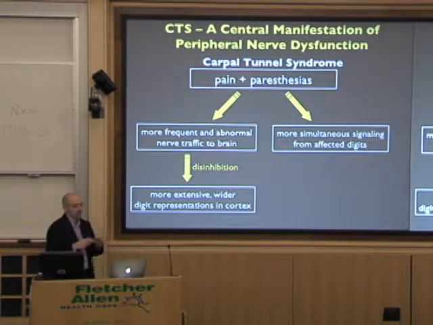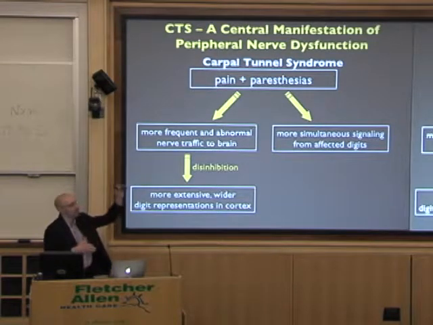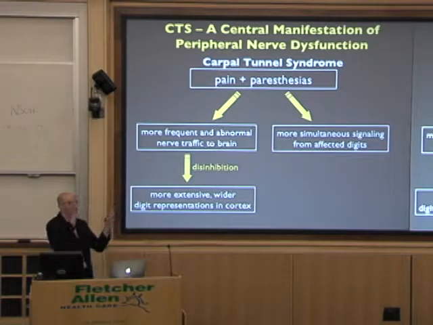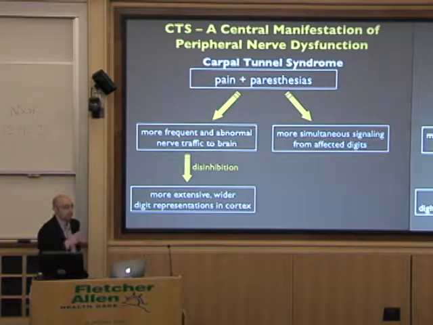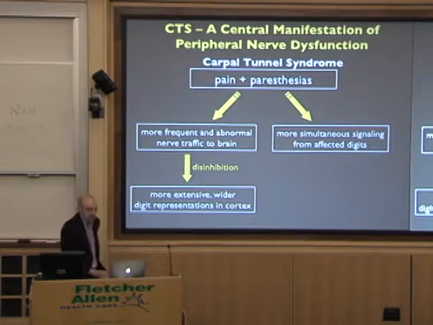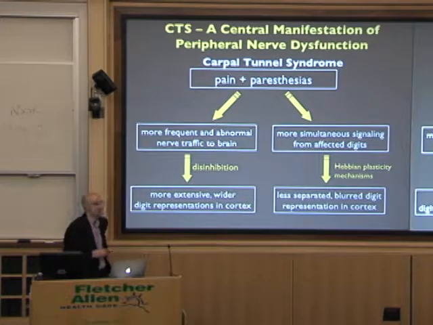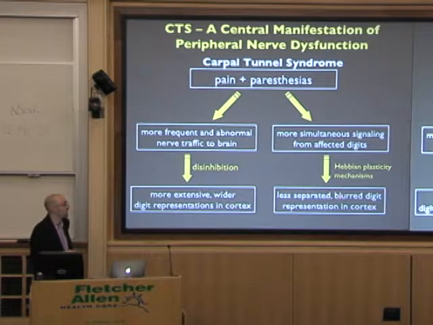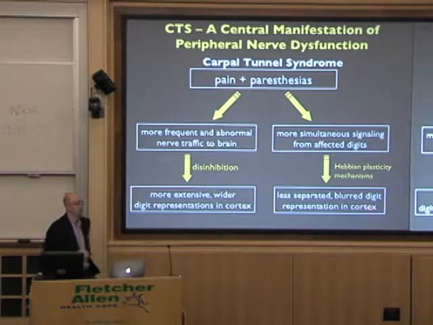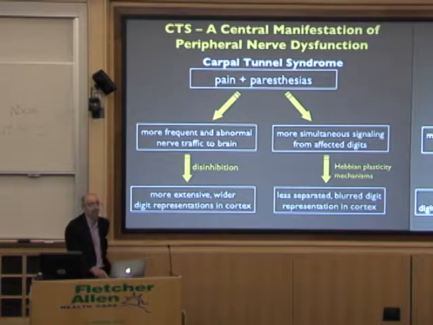So instead of, when I take a pen and manipulate it, there's a temporal break between when my second finger feels it versus when my third finger feels it. And that's what produces the separation in contralateral S1 of these finger representations. In this case, it's a more simultaneous signaling from the affected digits because of all these paresthesias. This simultaneity, through something called Hebbian plasticity mechanisms, then leads to less separated and blurred digit representations in the cortex. And that's our model of what's happening in carpal tunnel syndrome.